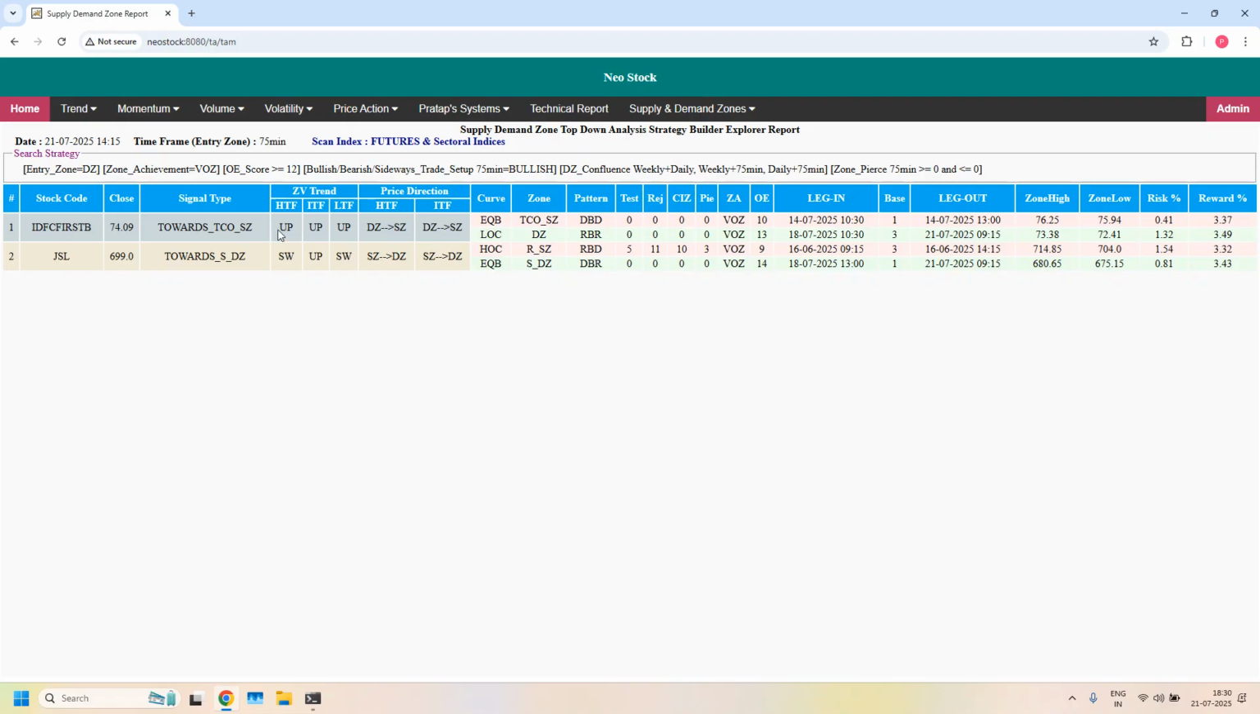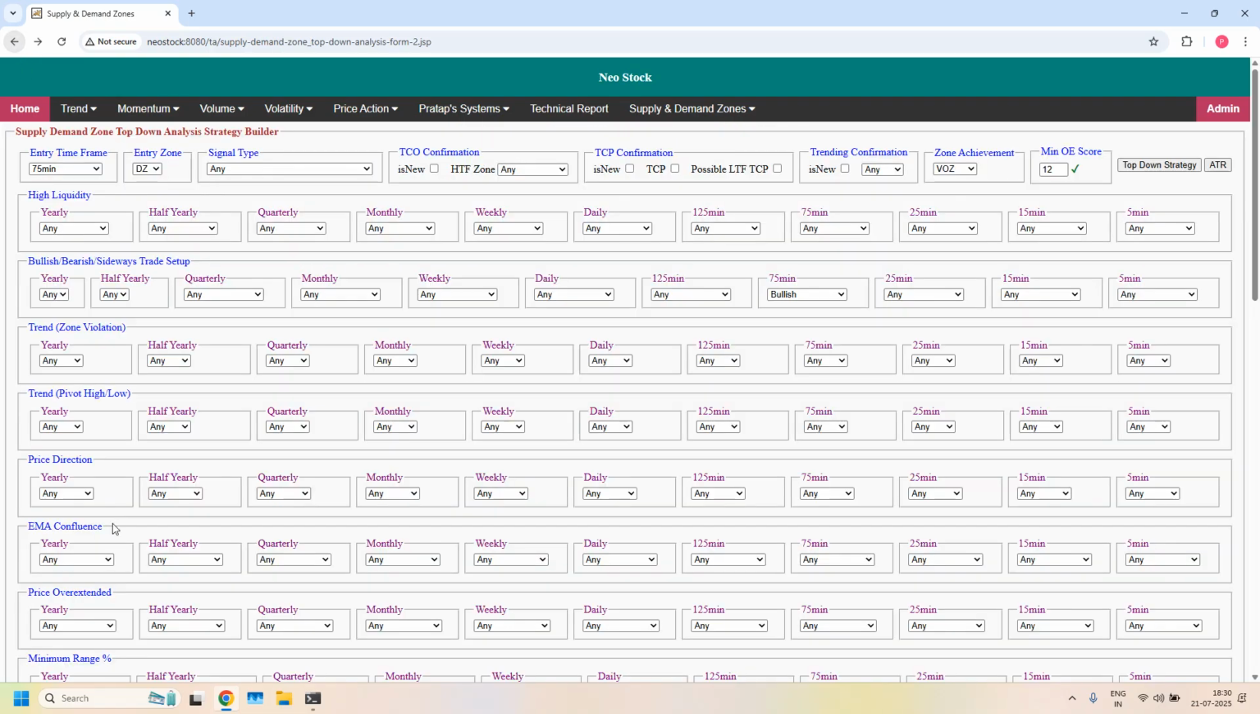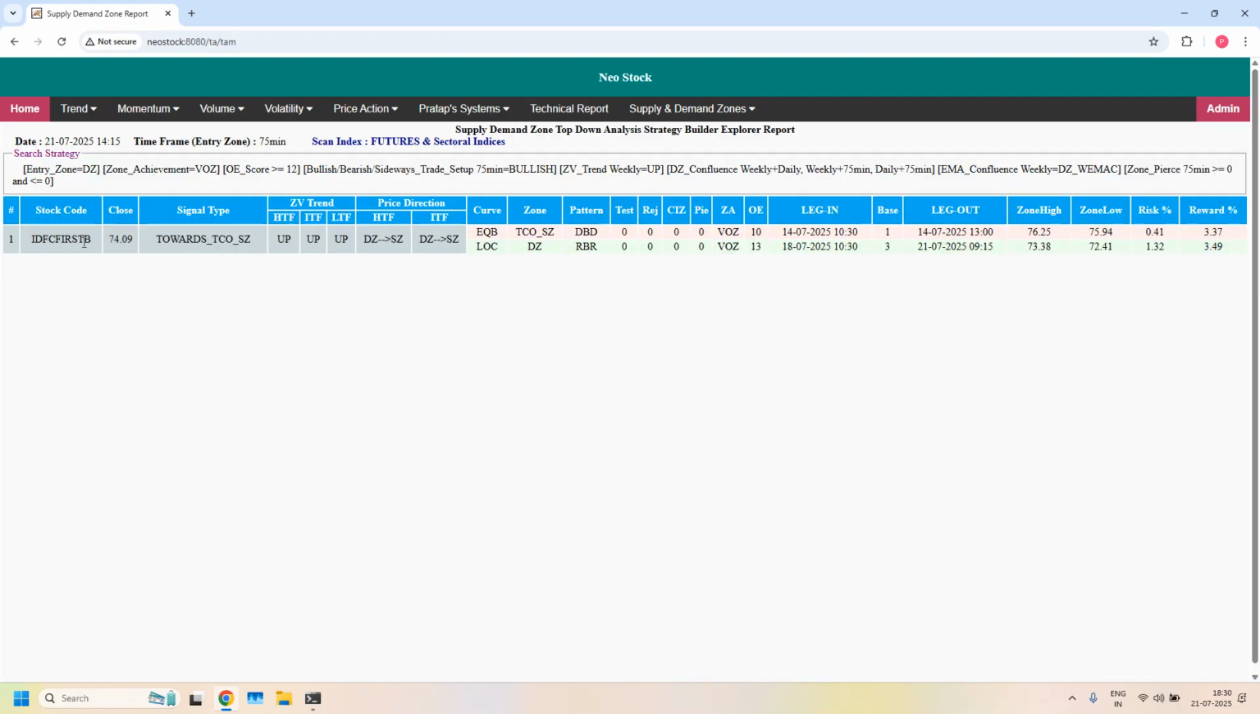But weekly trend is uptrend in only one stock. Let's apply EMA Confluence on this stock. So in the EMA Confluence weekly time frame, I am checking weekly demand zone having weekly EMA or not. At the same time, trend on the weekly should not be sideways, because one stock sideways we have to eliminate. But trend should be uptrend because it is bullish trade setup. So that one stock is filtered.